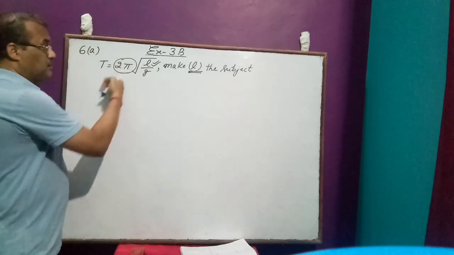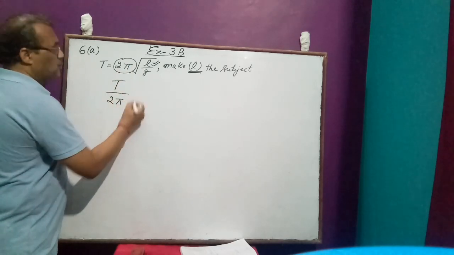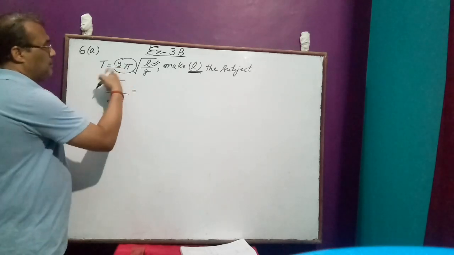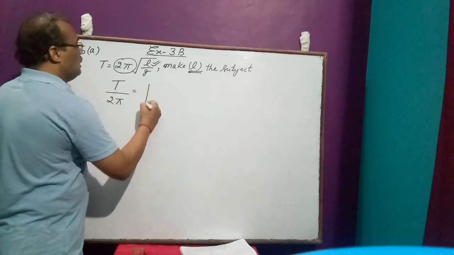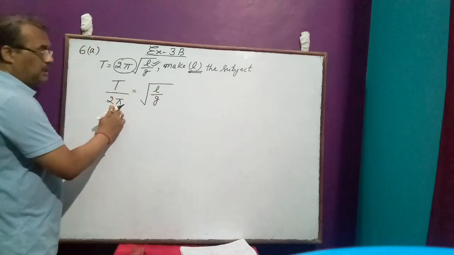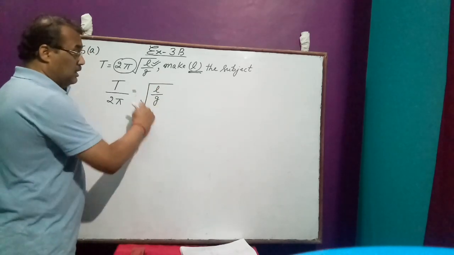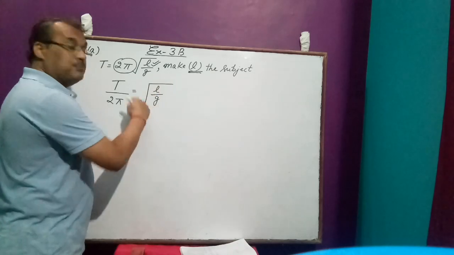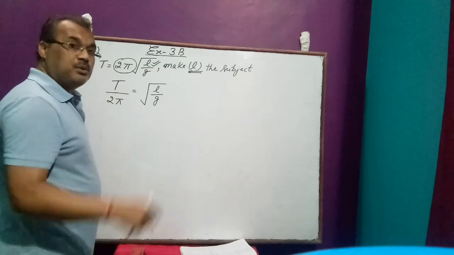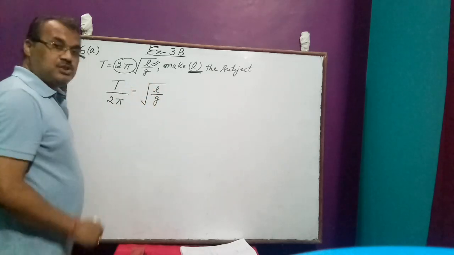So 2 pi as we remove, it becomes T upon 2 pi, this 2 pi as a divisor here. So T upon 2 pi is equal to square root of L upon G. Now still the square root is here, so we have to remove this square root sign. How to remove it? As you all know, by squaring both the sides. If we square both the sides, this square root sign gets over.